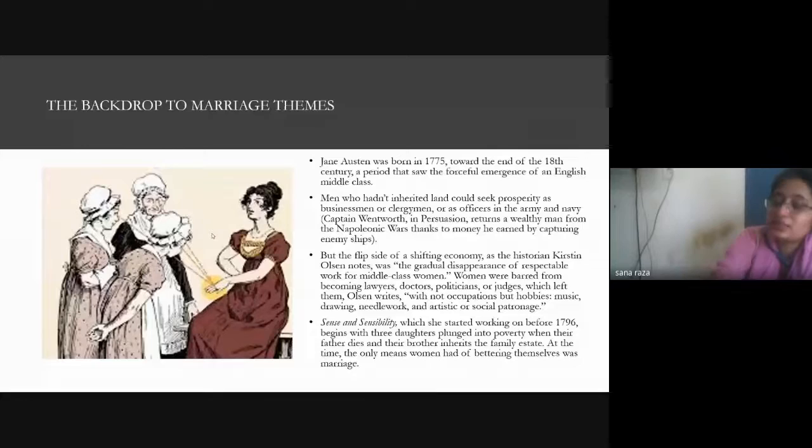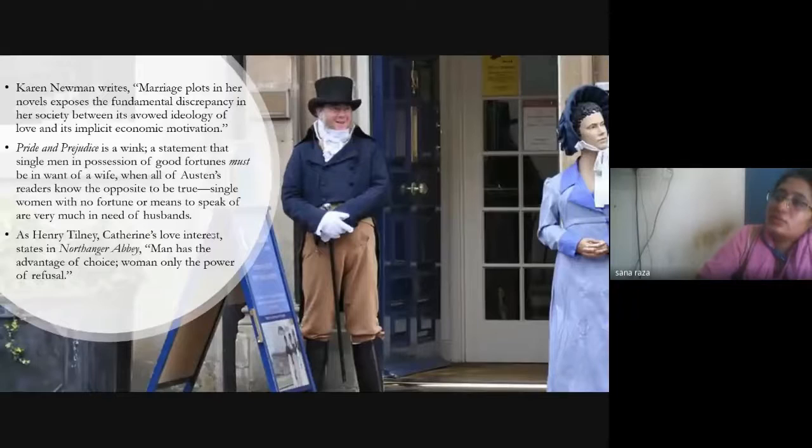Now, Sense and Sensibility, which she started working on before 1796, begins with three daughters plunged into poverty when their father dies and their brother inherits the family estate. At the time, the only means women had of bettering themselves was marriage. So unless they were married, they had no scope of financial security. Newman writes that marriage plots in her novels expose the fundamental discrepancy in her society between its avowed ideology of love and its implicit economic motivation.